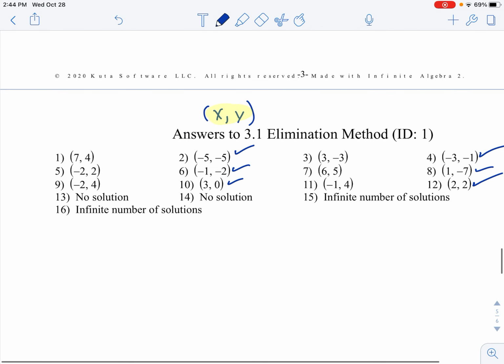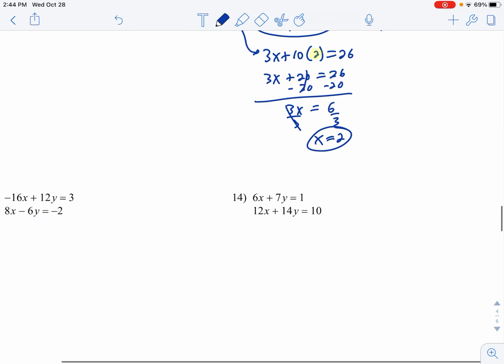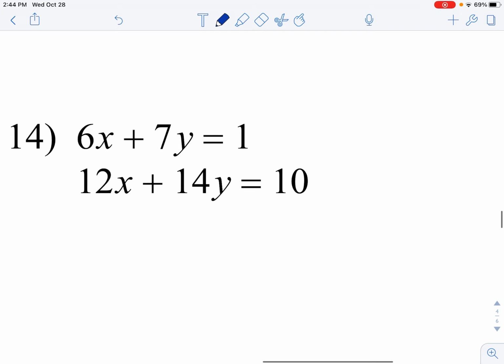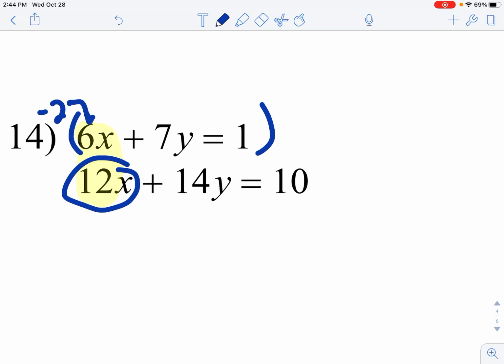Okay, now we're getting into the special ones. These do not take long at all. All right, so choose a variable to eliminate. Let's say I want to eliminate the x's. I can multiply this first equation by negative 2, right? Negative 2 times 6 is negative 12. Negative 12 plus 12, that's going to cancel. So that's what I'm going to do.